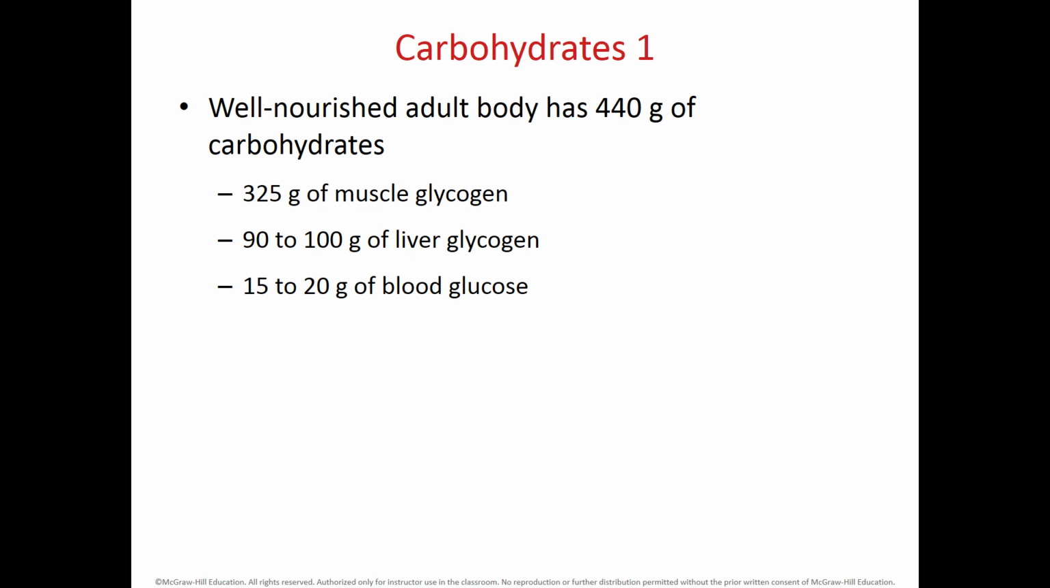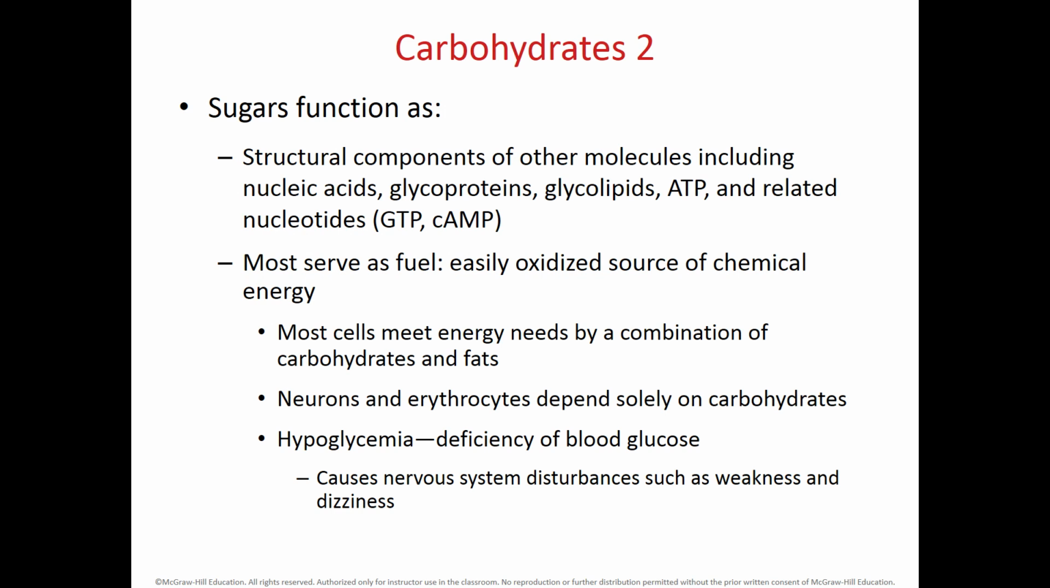So carbohydrates, we are supposed to have around 440 grams in a well-nourished adult. And out of these carbohydrates, we're supposed to have 325 as glycogen in the muscle, 90 to 100 grams in the liver as glycogen, and 15 to 20 grams in the blood. Functions of the carbohydrates are to form glycoproteins, glycolipids, and also nucleic acids and ATP. And they can serve as fuel if they're used directly through glycolysis and the citric acid cycle. And the neurons and the erythrocytes depend solely on carbohydrates.